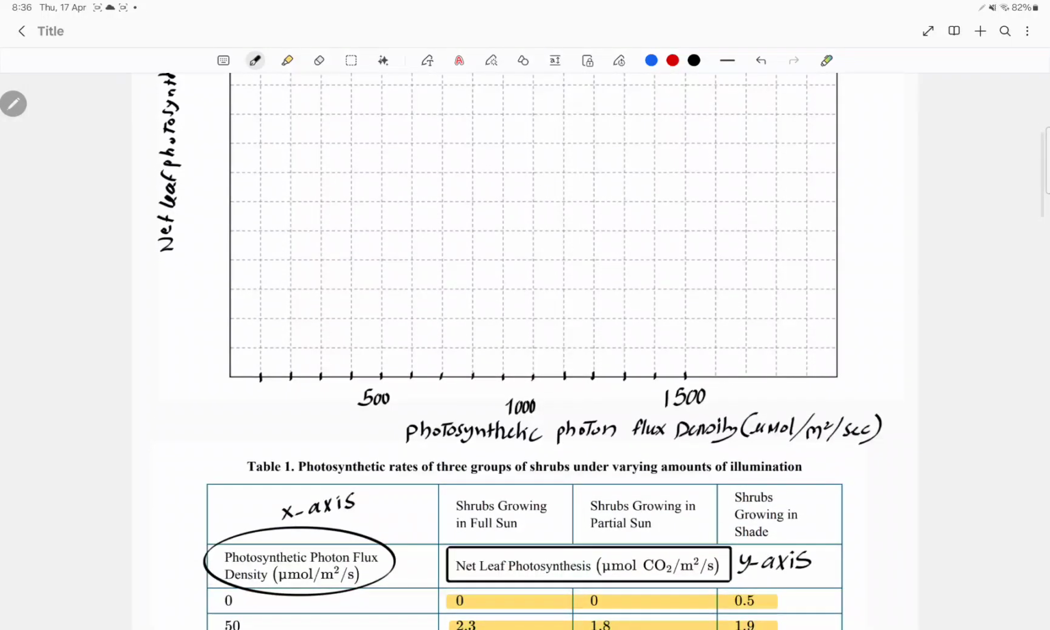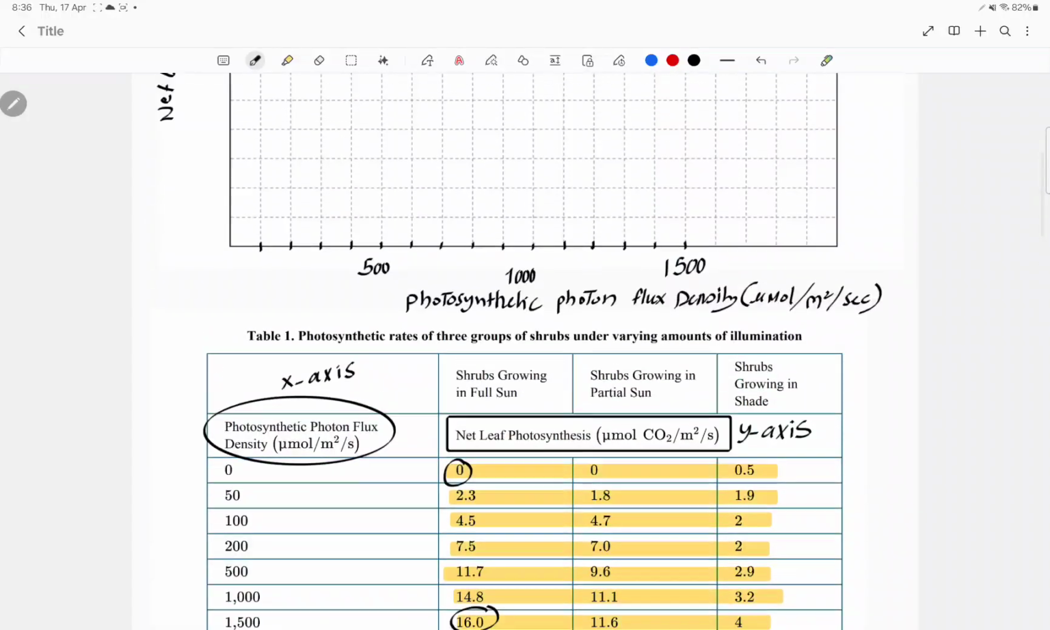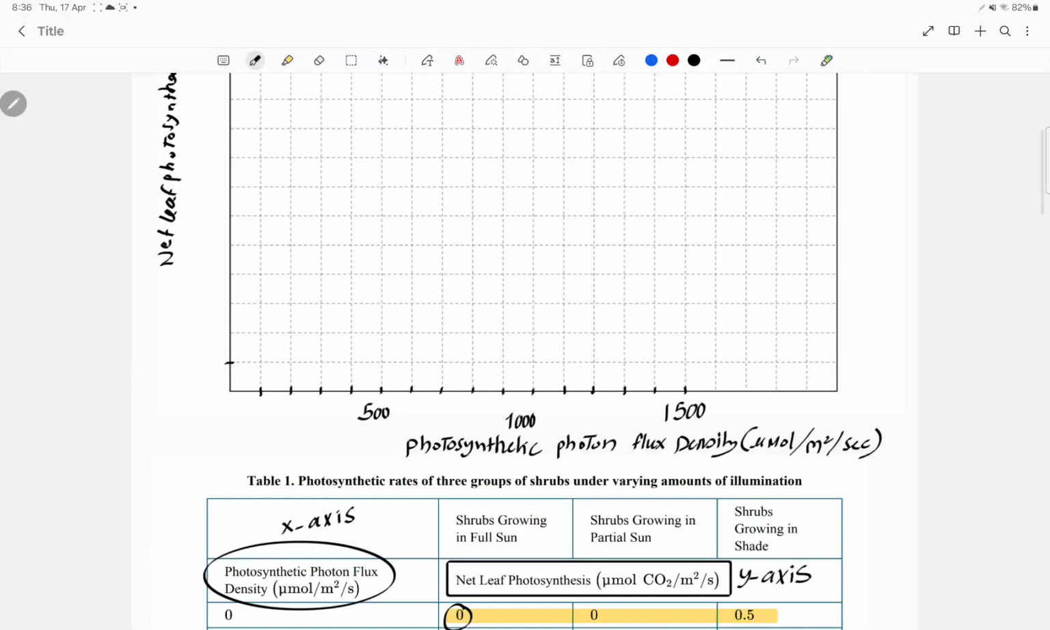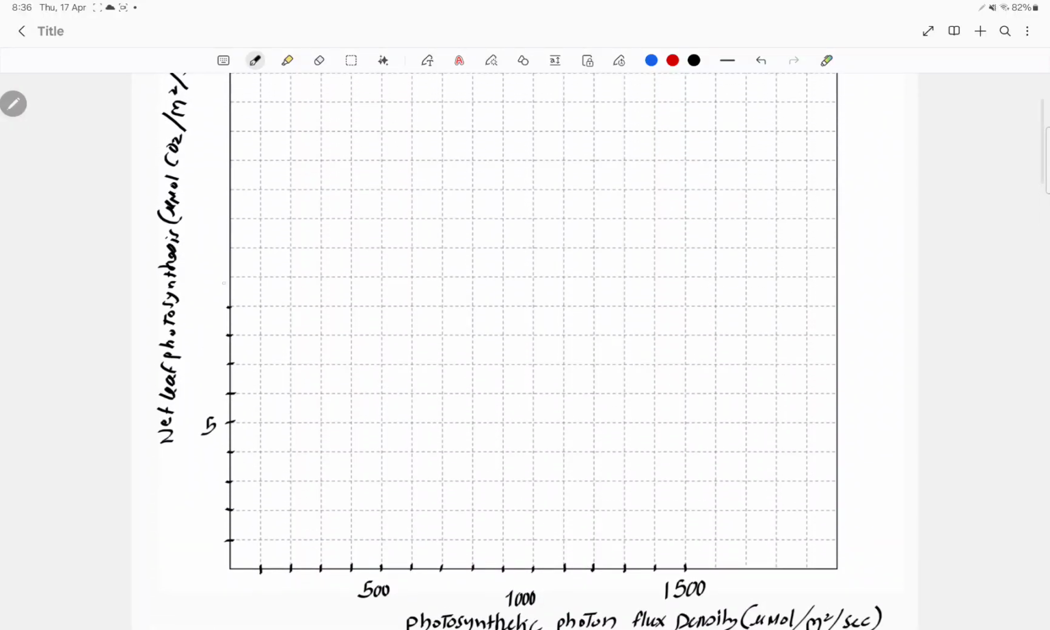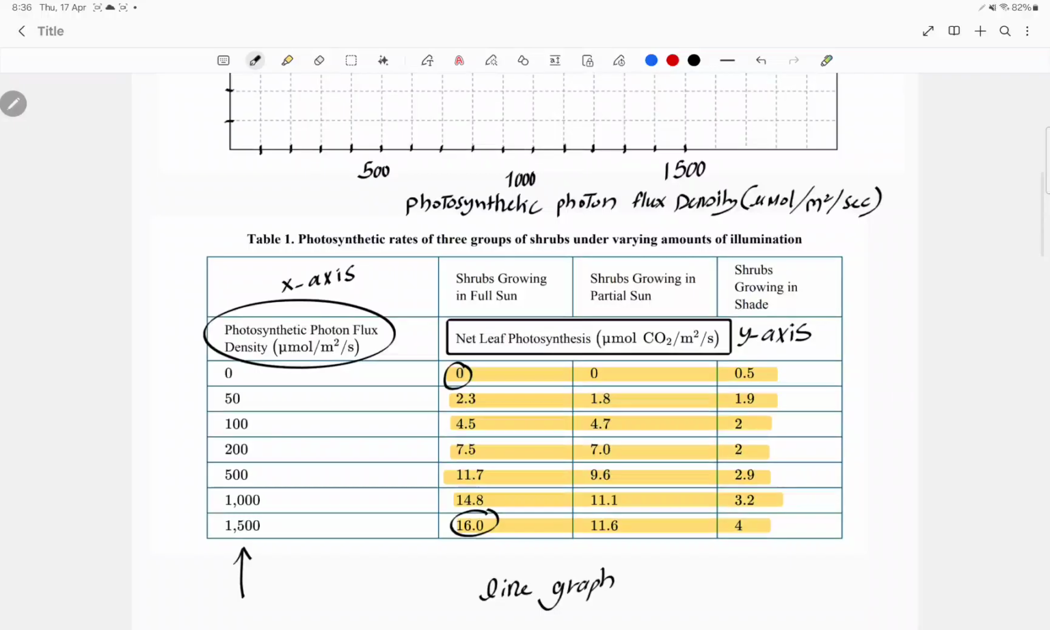How about the scaling on the y-axis? We have to go from as low as 0 to as high as 16. That means I'll be making each tick as 1. So 1, 2, 3, 4, 5, 6, 7, 8, 9, 10, 11, 12, 13, 14, 15, 16. Perfect. And now it's time to graph.